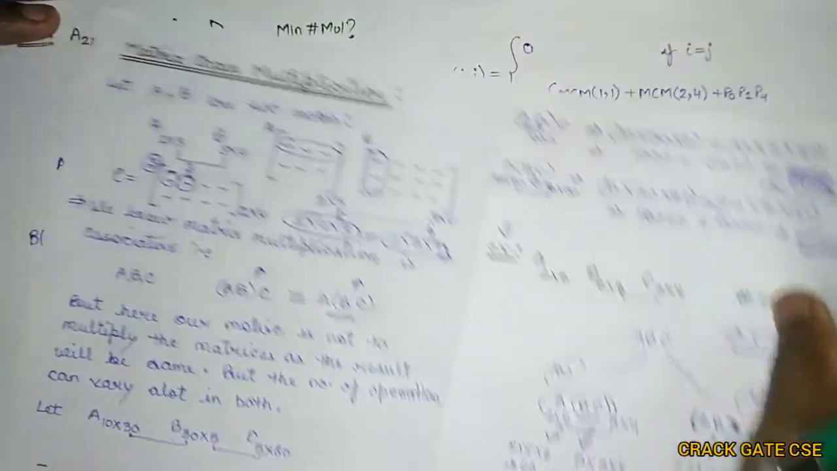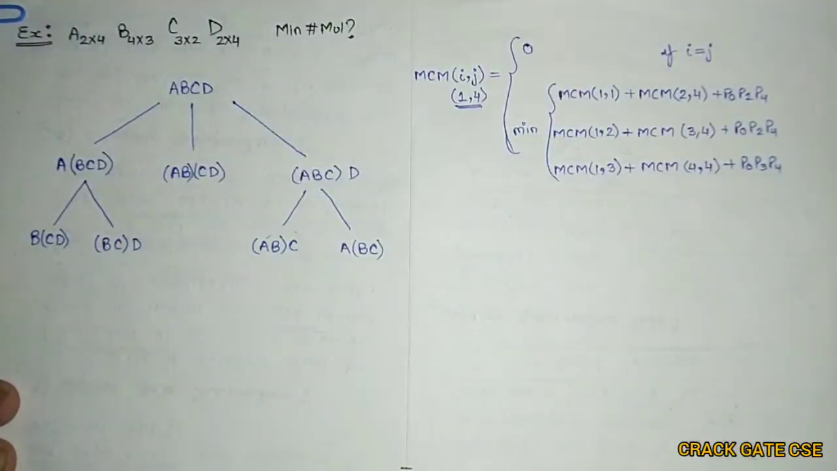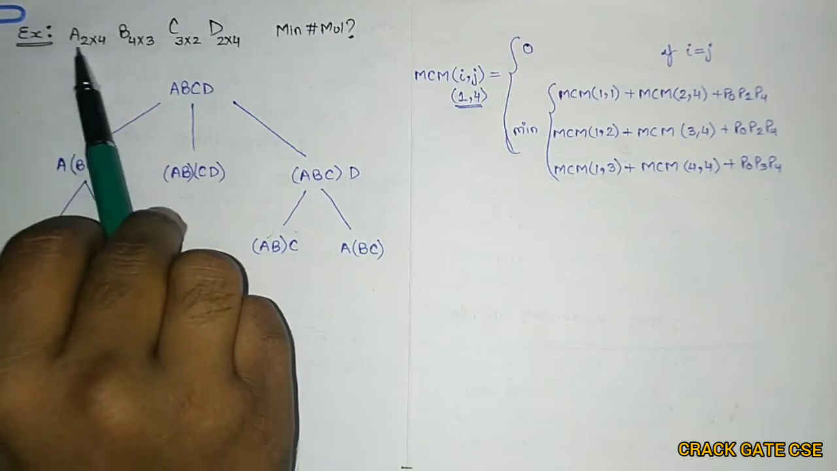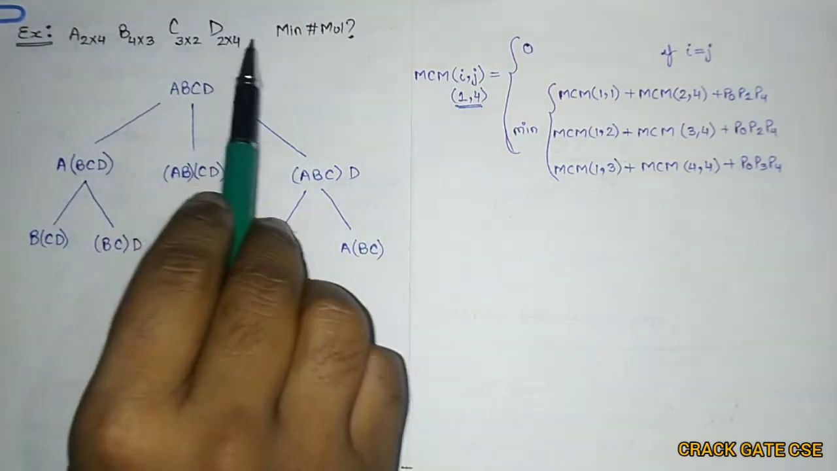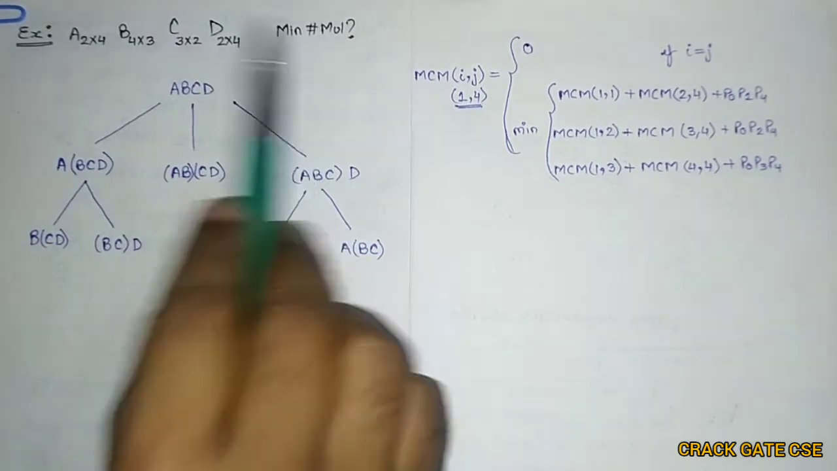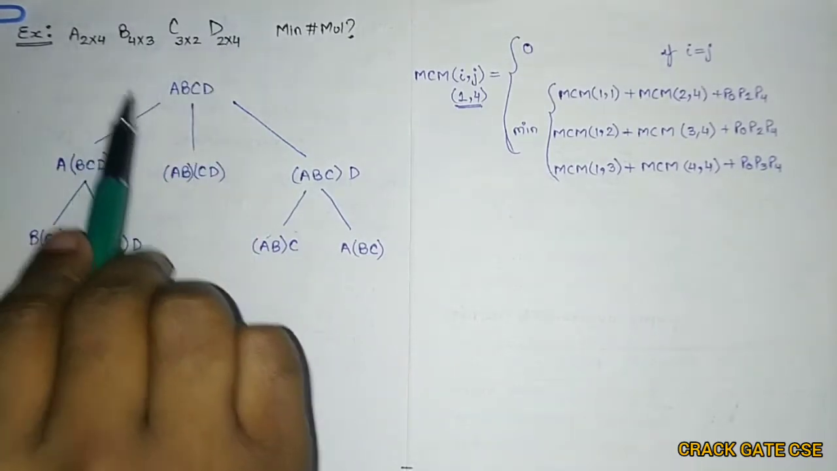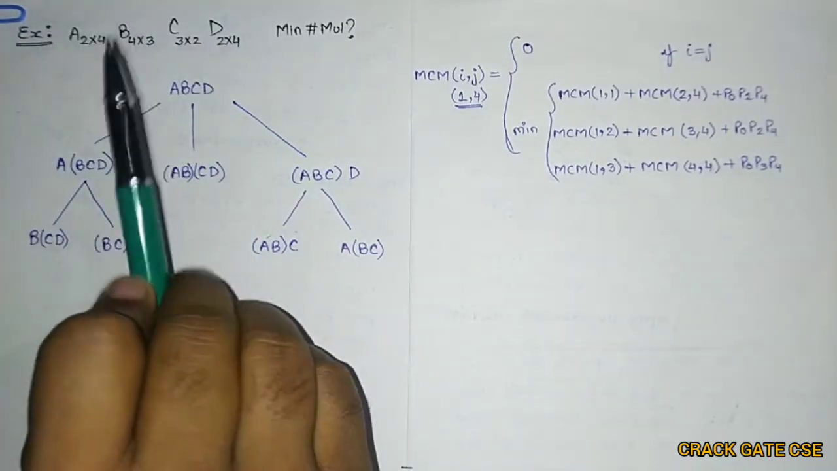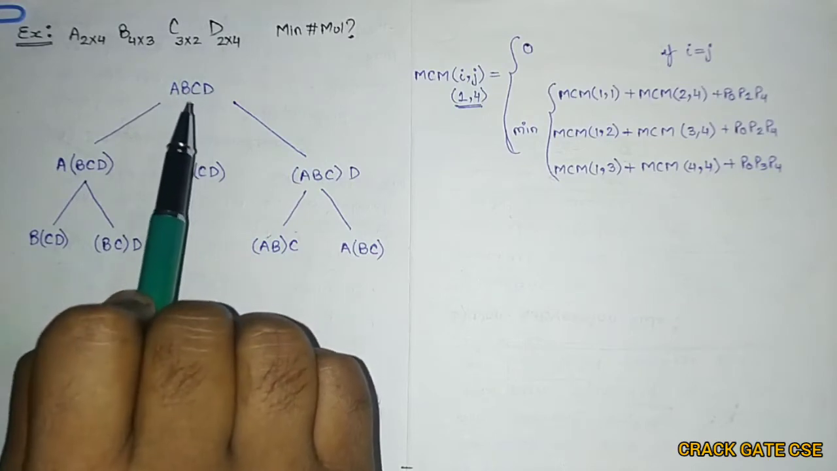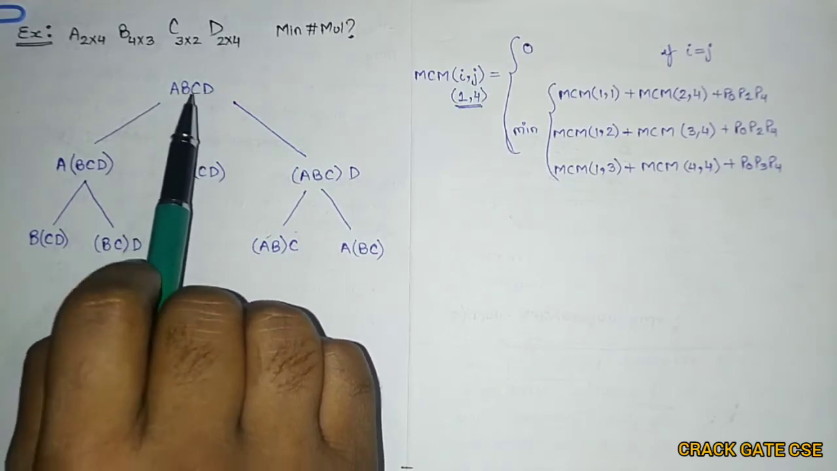Then the tree will be a bit different. Now let's see this. Here I have these 4 matrices, and I have to find the minimum number of multiplications required if I multiply all of these together. So here you can see that I have A, B, C, D. What are the different approaches we can use?